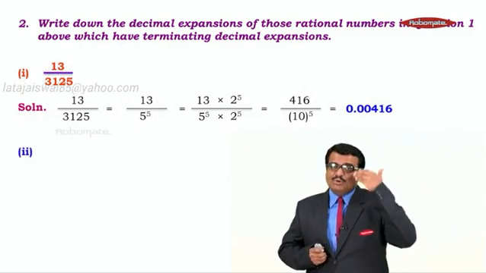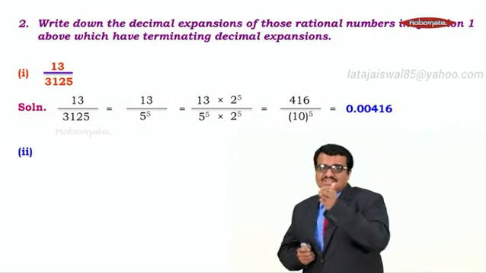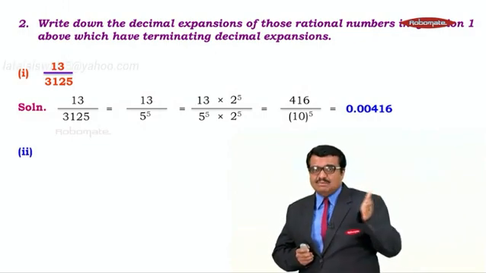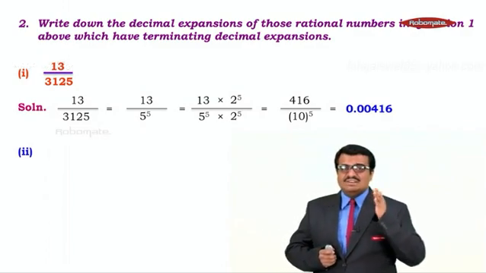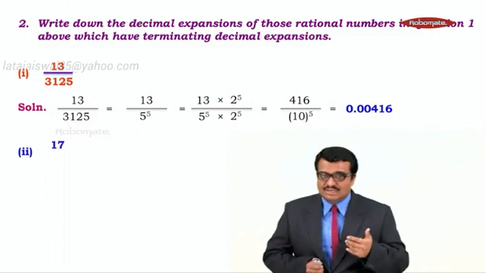So when you divide 416 upon 1 lakh, we have to shift the decimal 5 positions to the left, and when we shift the decimal 5 positions to the left, you will get 0.00416. Okay, let's move on to the next question.